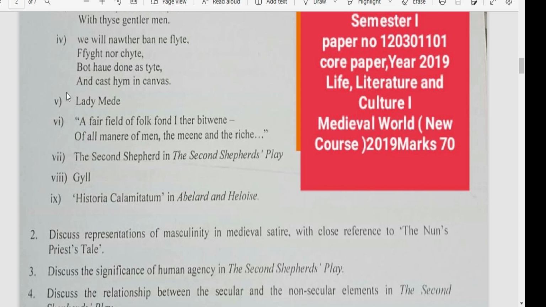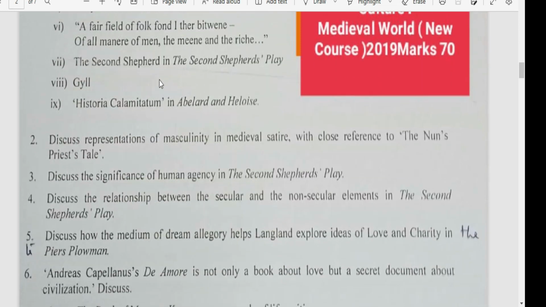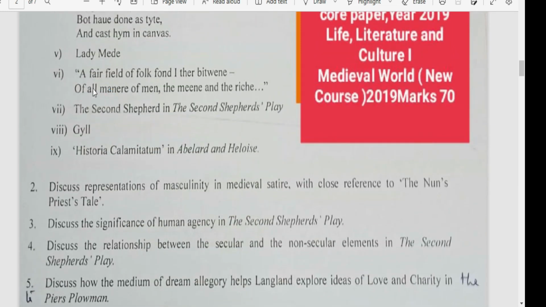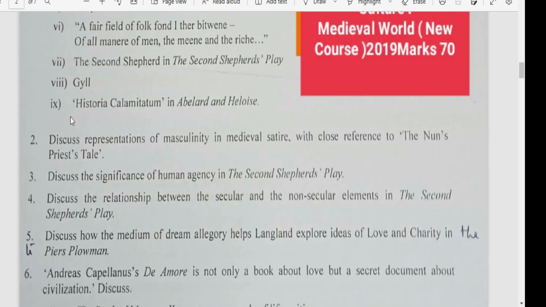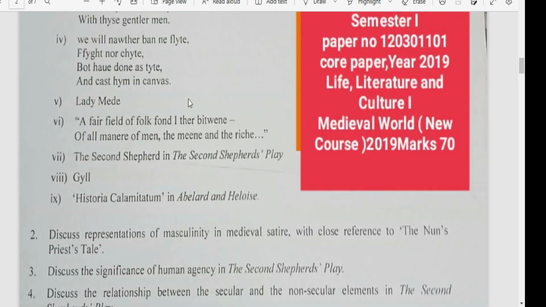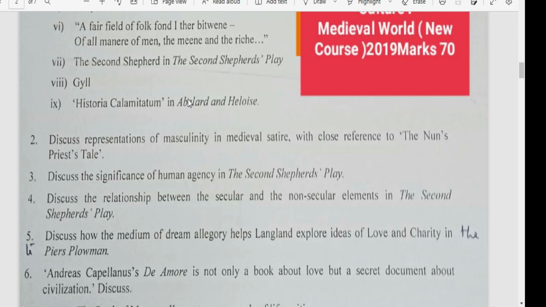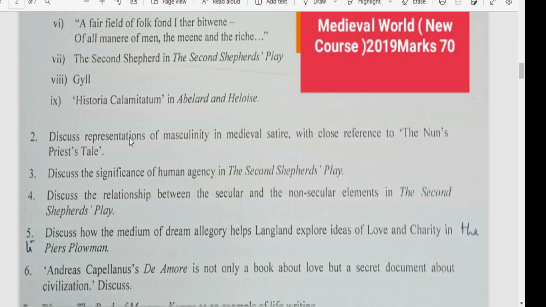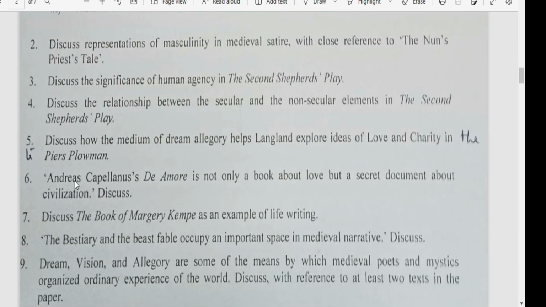Then we are made the hand tamid with the dice gentler man. We will now then knee flight, fig not cried, bout how done as tied, and cast time in canvas. Lady Meed, a fair field full of folk found I there between, of all manner of men, the mean and the rich. The Second Shepherd in the Second Shepherds' Play, and then Historia Calamitatum in Abelard and Heloise.